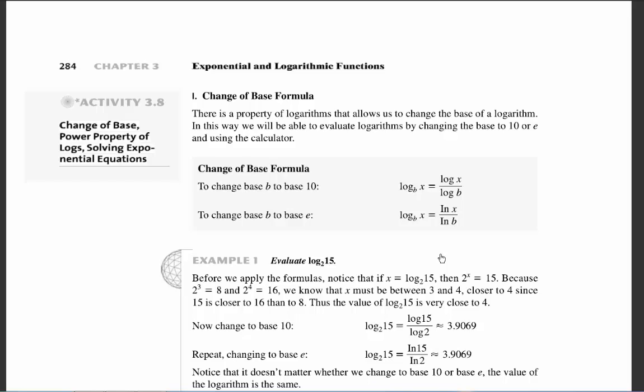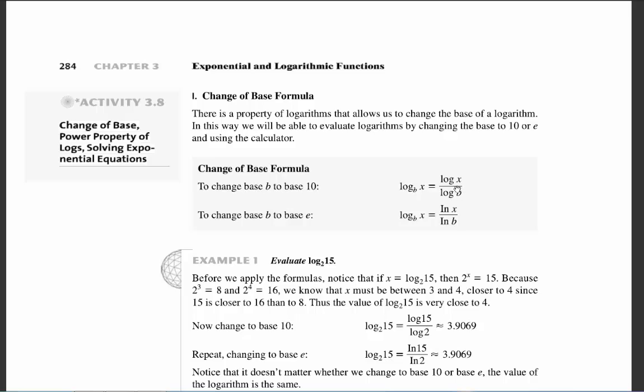So activity 3.8 continues with the treatment of logarithms. We start the topic off with the change of base formula. Specifically, we want to change base b to base 10 or base b to base e. So if we have an expression log base b of x, and I want to change this from base b to base 10, I can write log base 10 of x over log base 10 of b.